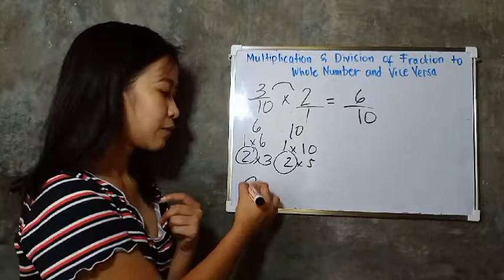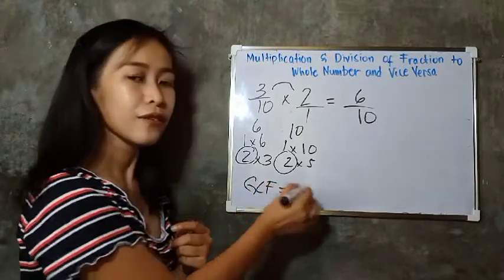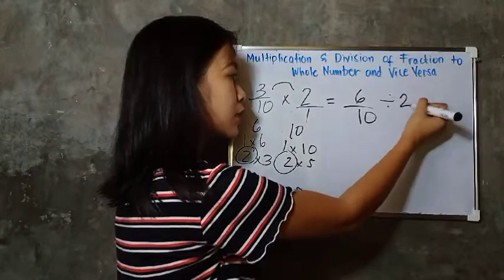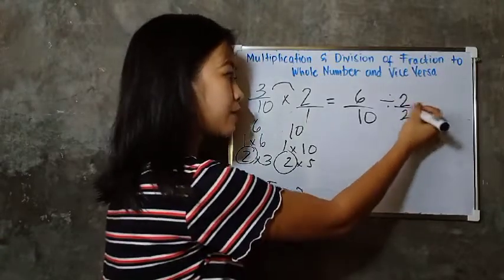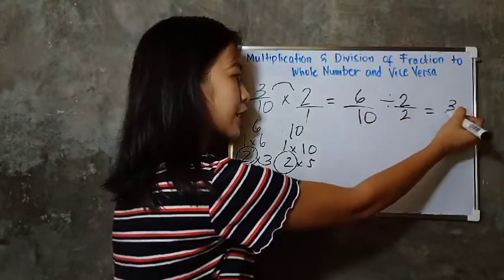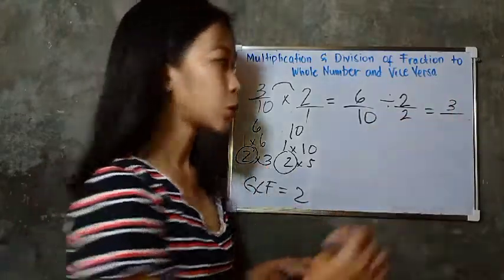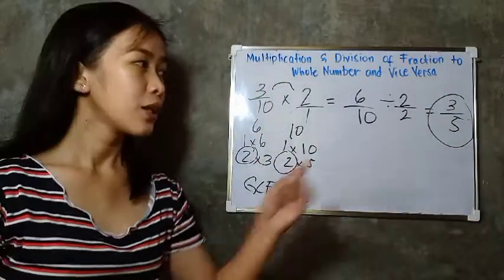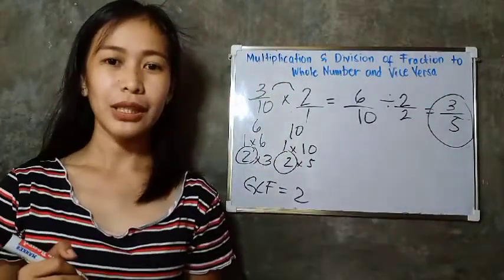And then, ayan na. Nahanap na natin ang ating GCF is equal to 2. And then, of course, divide the GCF both sides. Ayan. 6 divided by 2 is, of course, 3. And then 10 divided by 2 is, of course, 5. And that is our final answer. We have 3 over 5 or 3/5.